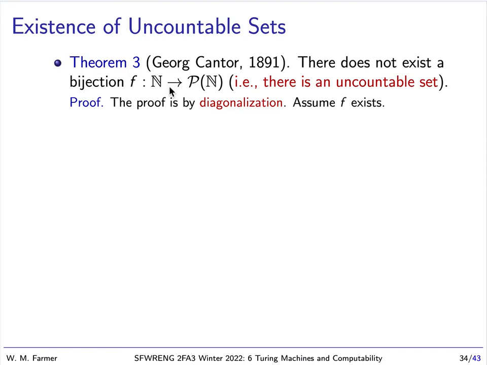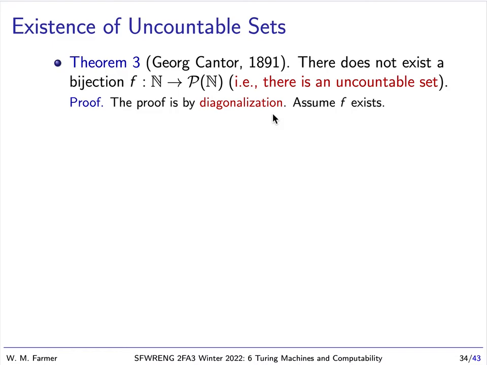using diagonalization. And diagonalization is a very important proof technique. Many of the major results of the theory of computing use diagonalization. So I'm going to show you the proof right now. We're going to start by assuming f exists, assuming there really is a bijection from the natural numbers to the power set of N.